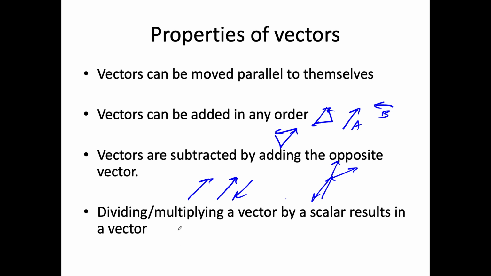If you divide or multiply a vector by a scalar, it results in a vector. The direction doesn't change, just the magnitude does. So magnitude changes only. Okay, I want to point out we're not going to be multiplying vectors. That's for another class entirely, or higher level physics. We're not going to do that in this class.